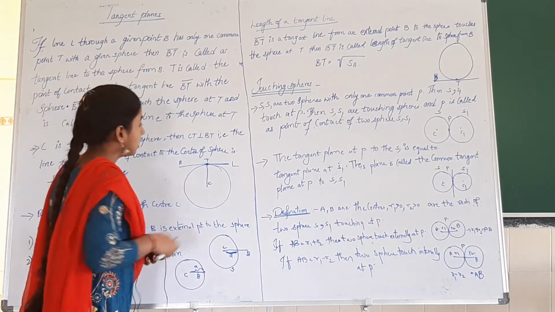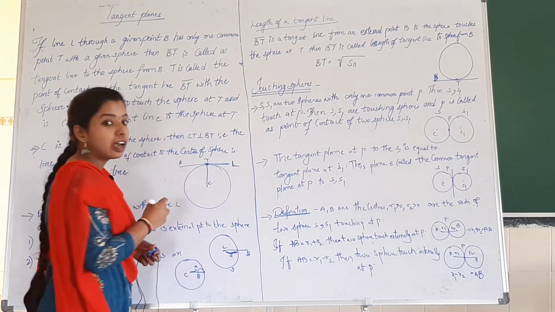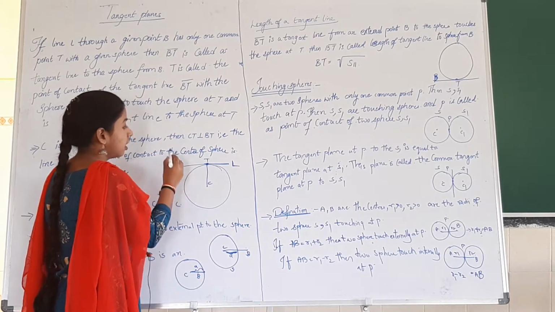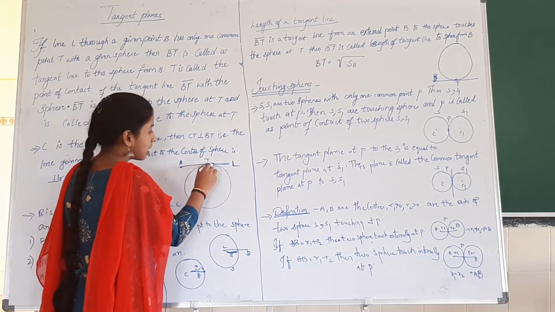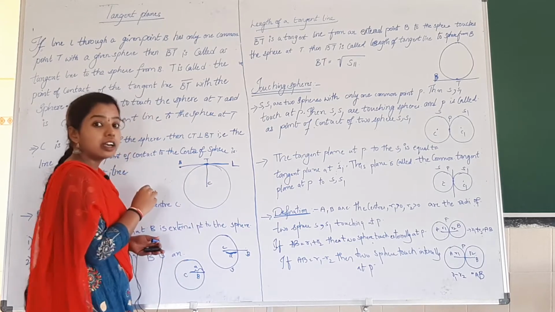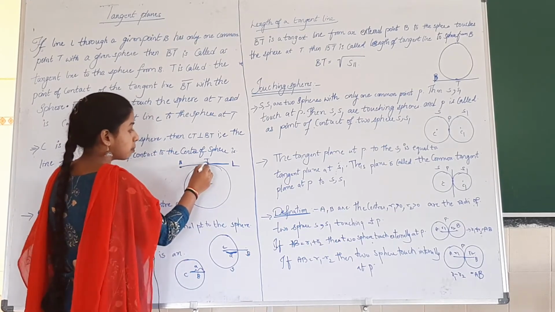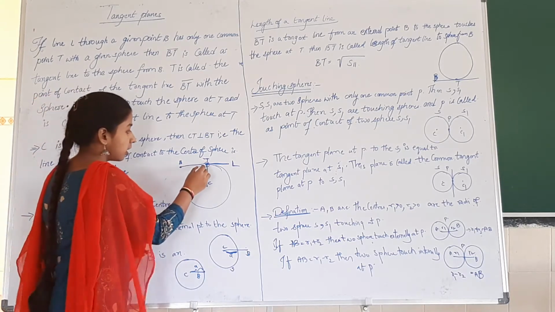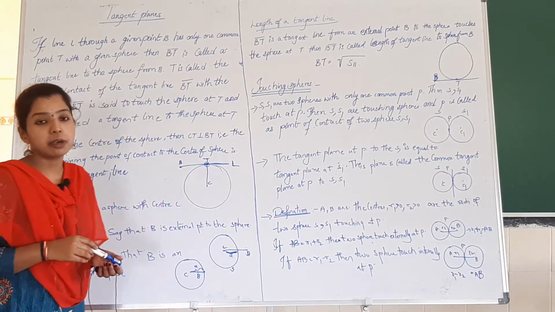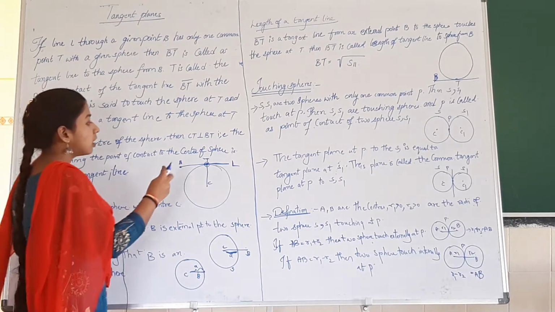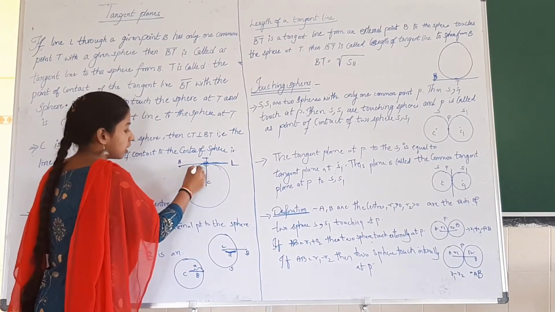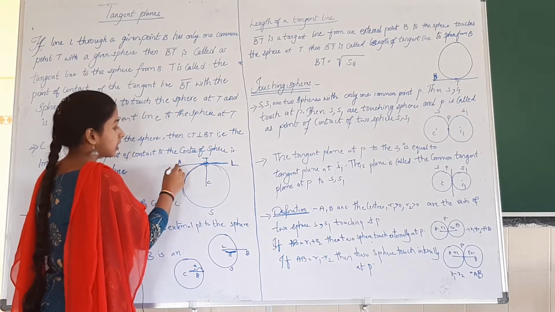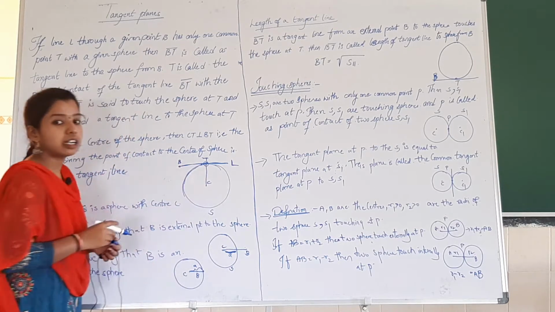Here L is a line, and that line is passing through a point B. This line L passing through the point B has one common point with the sphere, that is T. T is a common point with the sphere. That common point is said to be a point of contact. If both the line L and the sphere S have only one common point, then this line BT is said to be a tangent line.